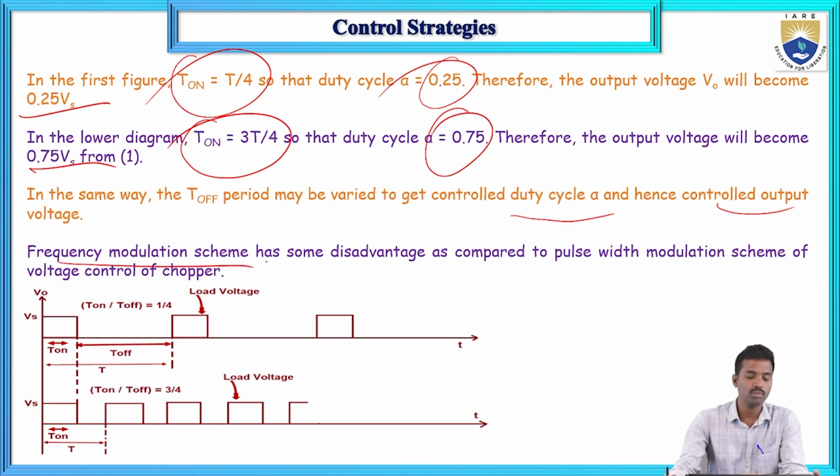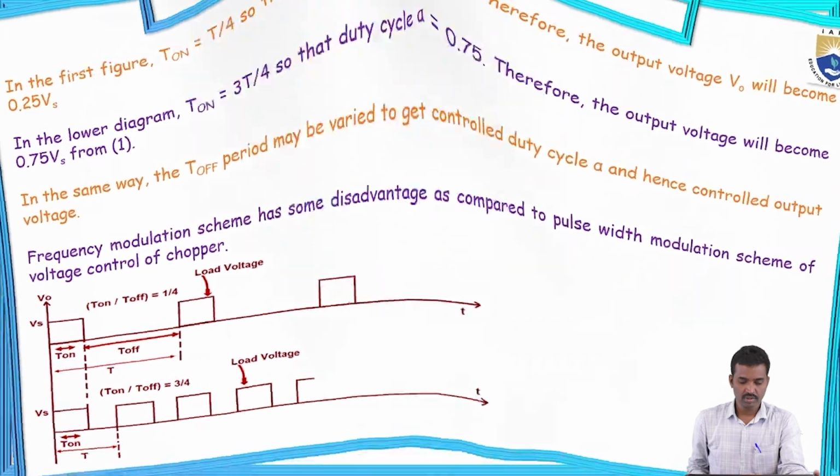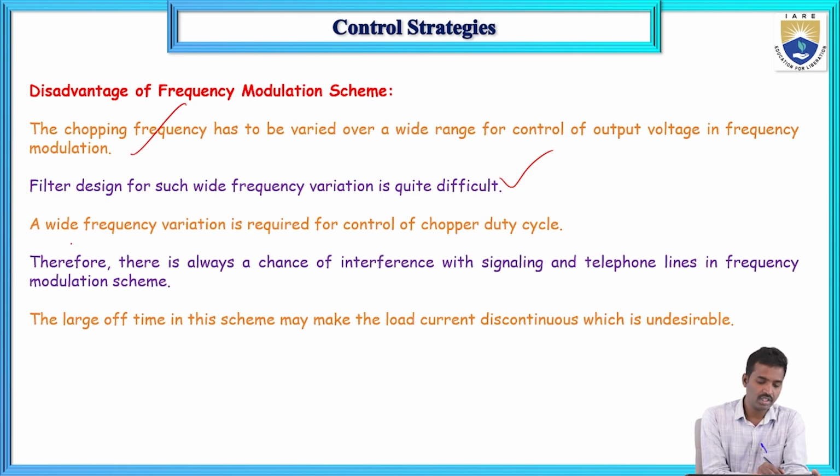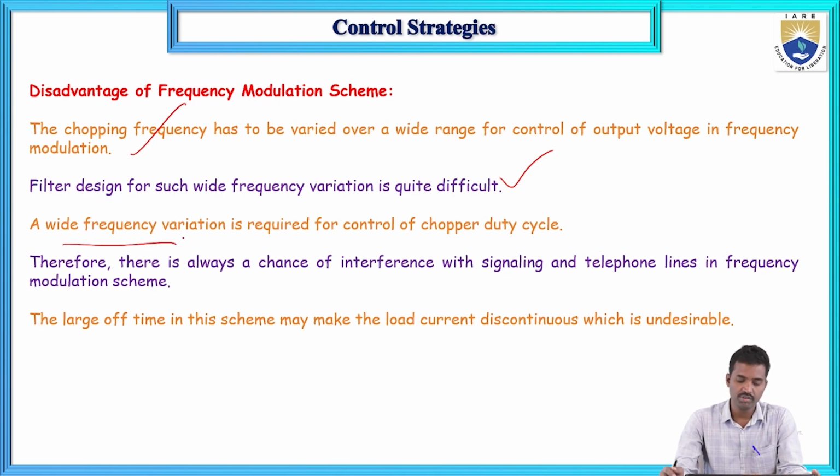So here the frequency modulation scheme has disadvantages as compared to the pulse width modulation method of output voltage control. So what are those disadvantages? First, the chopping frequency has to be varied over a wide range for output voltage control in frequency modulation. And filter design for such a wide frequency variation is quite difficult, and wide frequency variation is required for control of the chopper duty cycle.